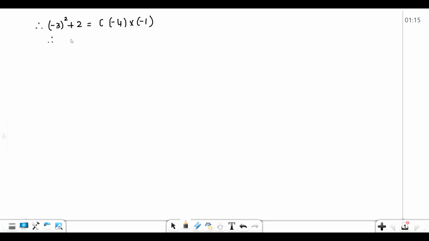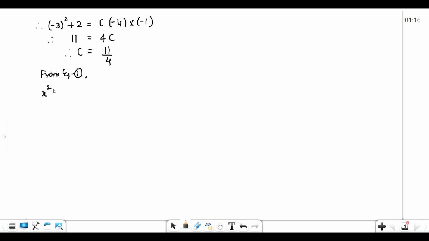Okay, so this will give you 11 and this will be 4 times c. So c will be equal to 11 upon 4. Okay, so we have got the value of c also. Now from equation 1, what do we have?